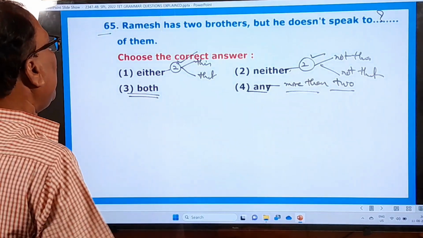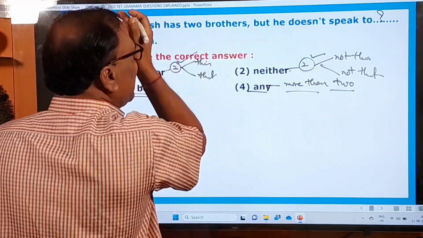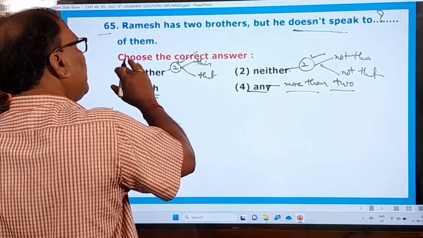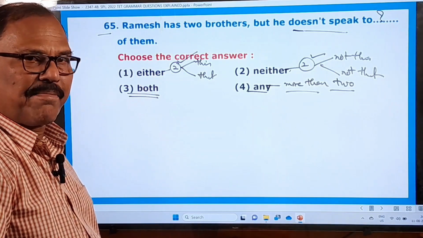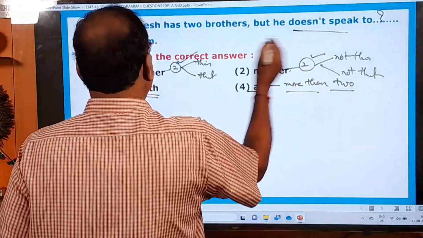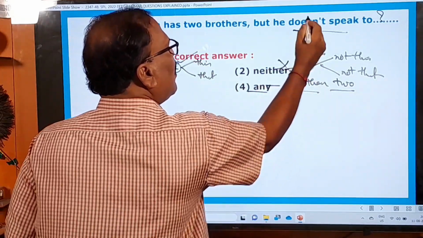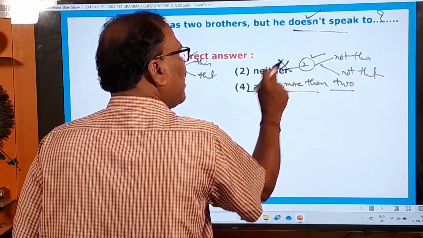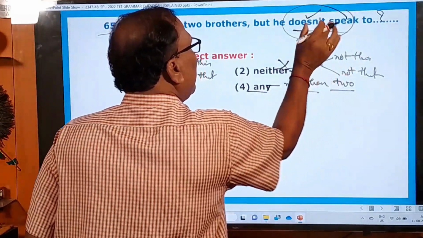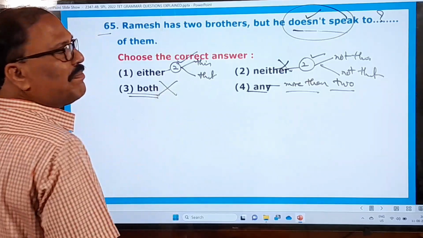Here, Ramesh has two brothers, but he doesn't speak to dash of them. A negative sentence is there. What do you use in this? Do you say doesn't speak neither of them? No, because a negative is already there. That's why neither doesn't fit here. Both is not used with a negative verb, so this is not used.